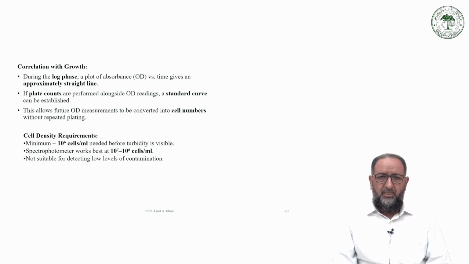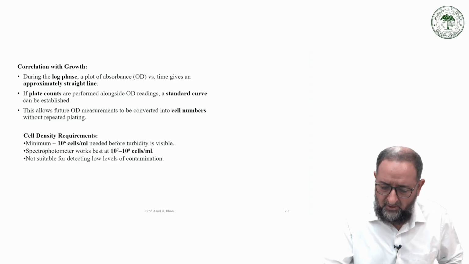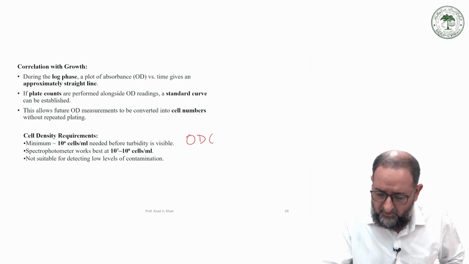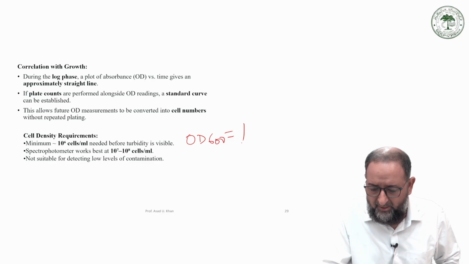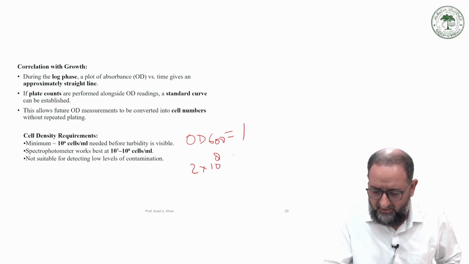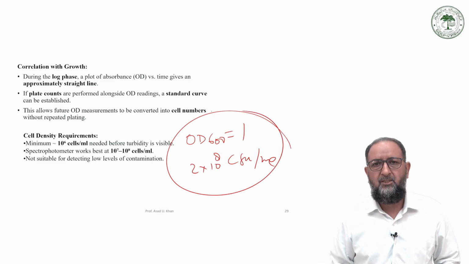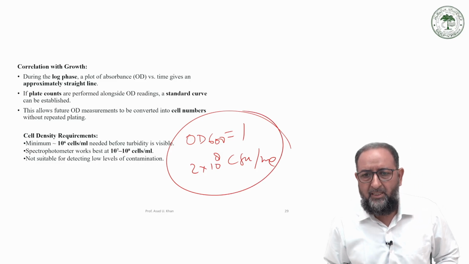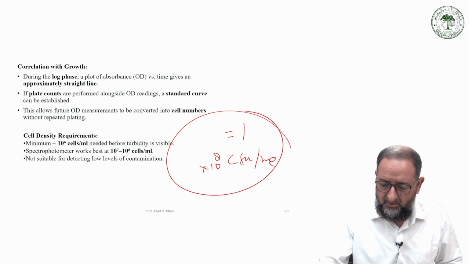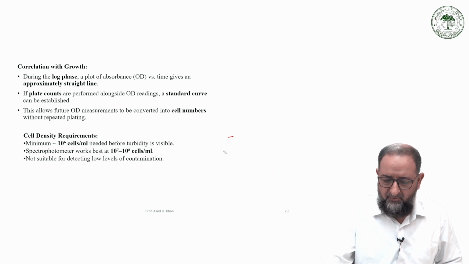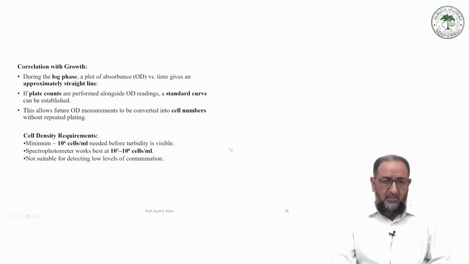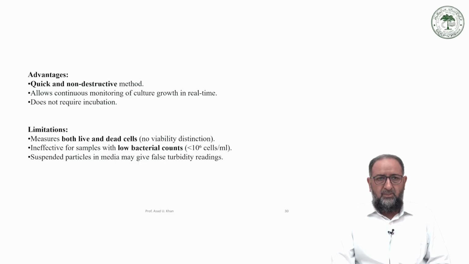It's not suitable for detecting low levels of contamination. So you can't calculate a low level of contamination through this method. And the standard I have told you earlier, that OD 600 equal to 1 means 2 into 10 to the power 8 CFU per ml. So this is the standard parameter. You simply calculate this OD and find out the number of cells accordingly. So this is the turbidimetric method, where you can easily calculate through turbidity.